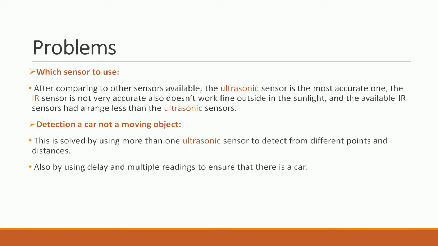Problems. Which sensor to use? Detecting a car, not a moving object. After comparing to other available sensors, the ultrasonic sensor is the most accurate one. The IR sensor is not very accurate, also doesn't work fine outside in the sunlight, and the available IR sensors had a range less than the ultrasonic sensors.